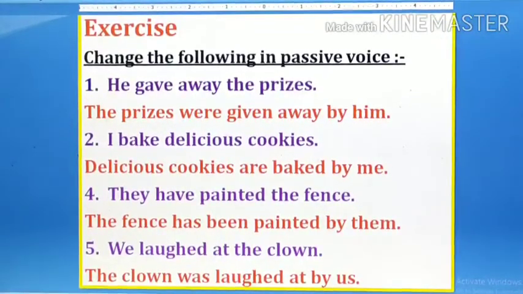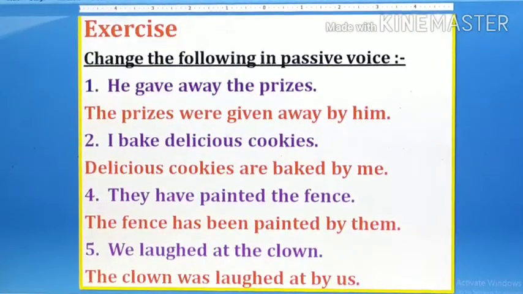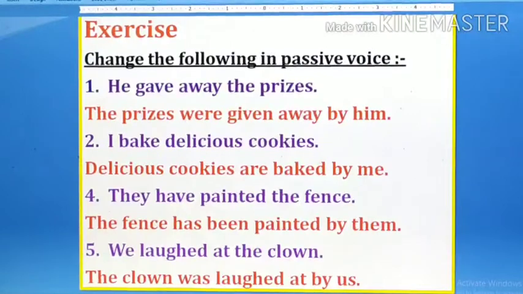Now change the following into passive voice. Number 1 is, he gave away the prizes. Here the sentence is in the past form, and you have to see the verb is in the past form, and when we are changing this into the passive voice, then we have to add one auxiliary, and then the V3 form of the verb. Okay, past means V2 form, and when it comes in the passive form, it will become V3. So the prizes were given. Why is were used? Because the prizes is the subject, which is plural. So were is used here. Were given away by him.